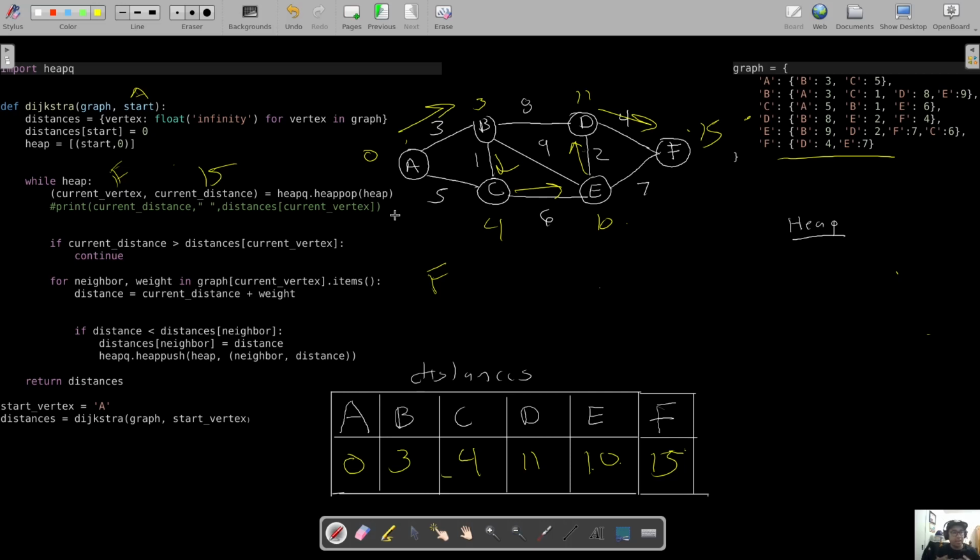And this is how we do a walkthrough through Dijkstra's algorithm. Over here in the distances, these are the min distances from A. So the min distance from A to B is 3. The shortest path from A to C is 4. The shortest path from A to D is 11. The shortest path from A to E is 10. And the shortest path from A to F is 15.